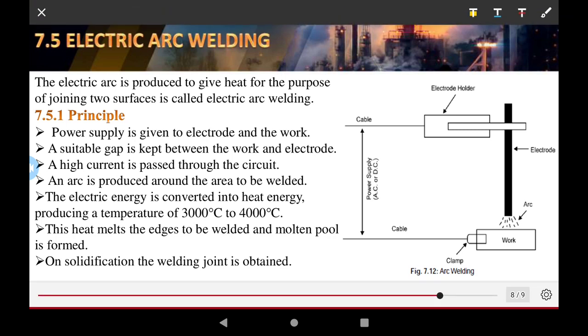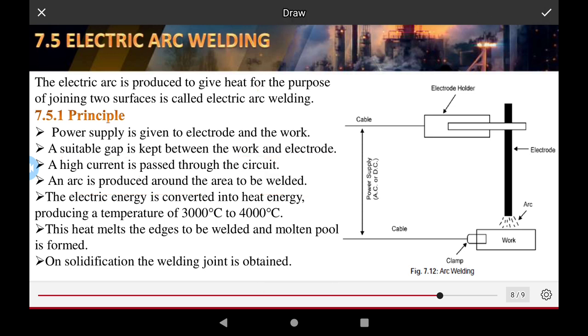Electric arc welding. In the basic operation, an electric arc is produced to give heat to the joint of two surfaces, and this is called electric arc welding. The principle of electric arc welding is the application of the electrode and work with a suitable gap kept between the work and electrode. A high current passes through and an arc is produced around the welded area.